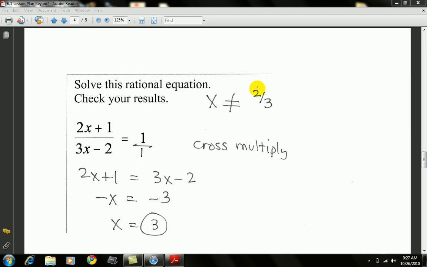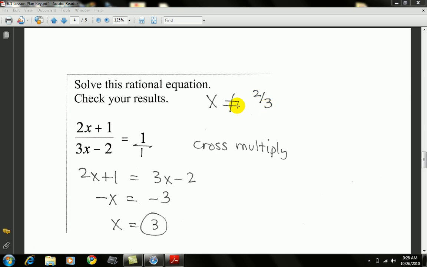X cannot equal 2/3. Now, if you cannot see that by looking, I want you to take your piece of paper and write this equation on your piece of paper. Whenever you're trying to find your restricted values, here's your procedure. Take what's in the denominator, so in this case it would be 3x minus 2, and set it equal to 0. So you would write 3x minus 2 equals 0, and you would solve that equation. When you did, the answer is 2/3.